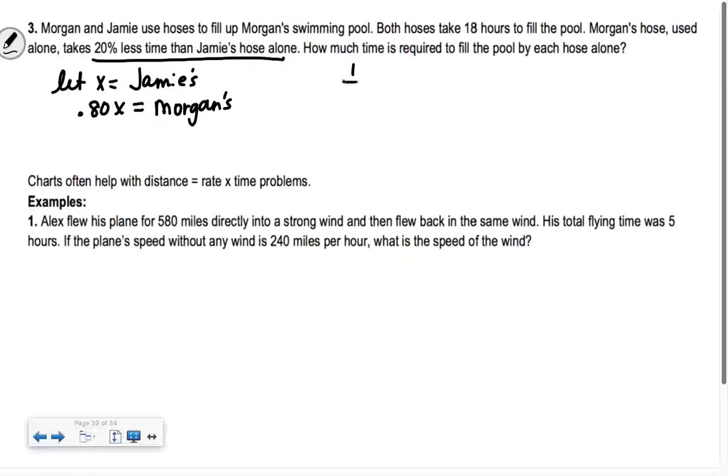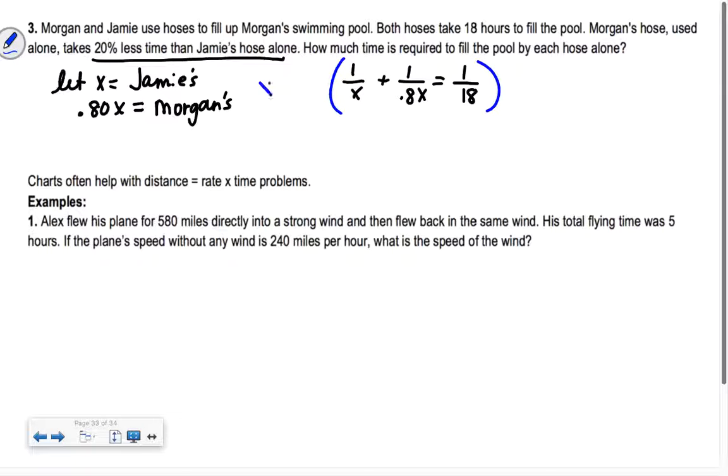So putting it together, we have 1 over x plus 1 over 0.8x or 0.80x if you want equals, together it takes 18 hours, so 1 over 18. So in a single hour, both of them did 1/18 of the job. Okay, makes sense? I'm going to clear it all out.